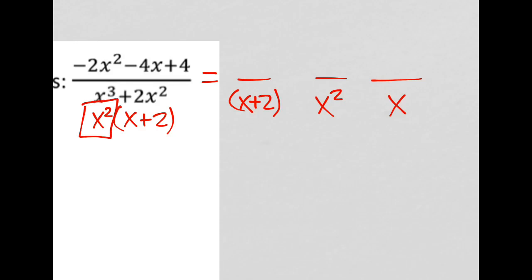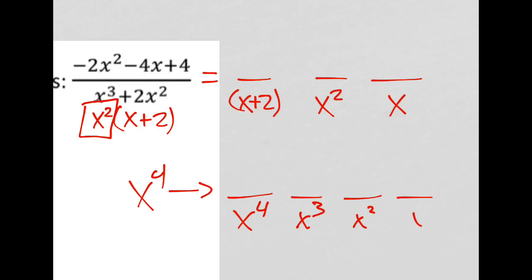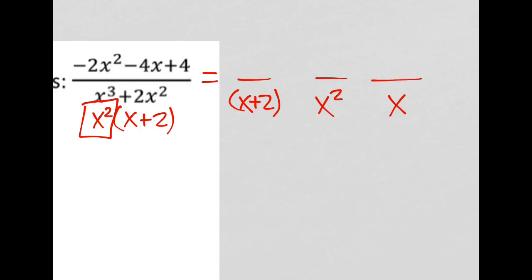Anytime you have a repeated factor like that, x squared, you need to put one denominator for each degree, so an x squared and an x. If it were, say, x to the 4th, and you were splitting it up, you'd have 4 pieces. You'd have an x to the 4th, an x cubed, an x squared, and an x. You always do that. I explain in the lesson video why that is, at least a little bit.